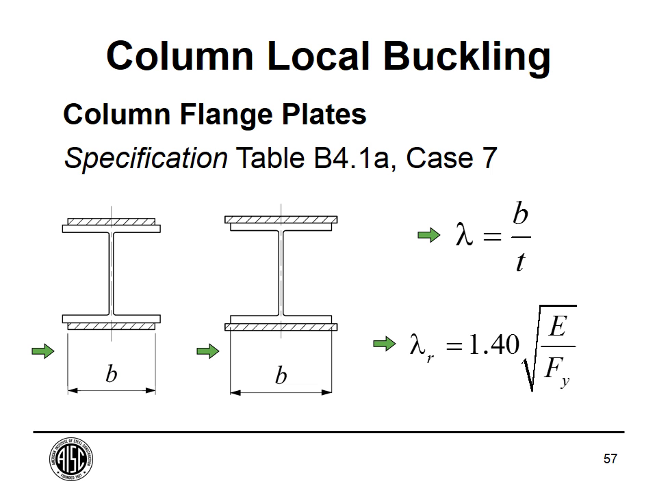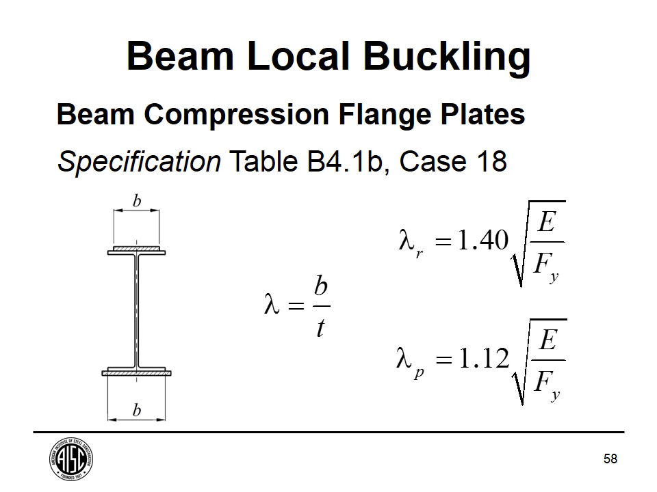So there's our lambda sub R, 1.4 times square root of E over S sub Y. So that should be a review from senior level steel design course. So now let's move on to beams.